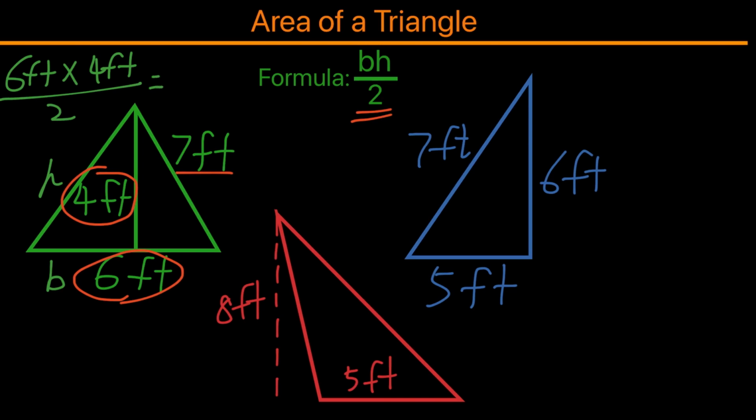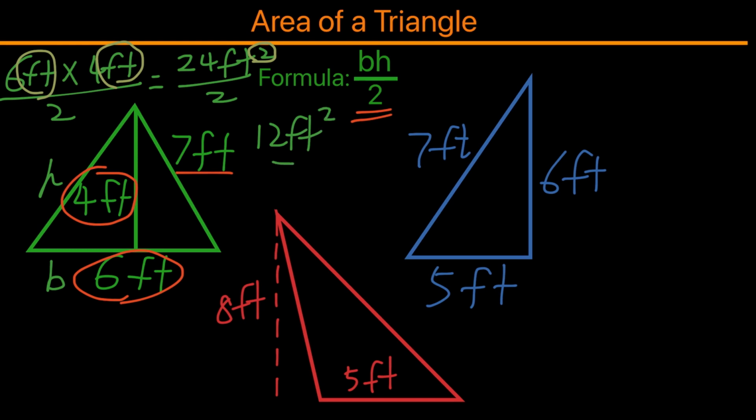And that gives us 24 feet square over 2. One thing to know is that you need to put square here because you're multiplying 6 foot by 4 foot. So that becomes 24 feet square because there's a total of 2 of them. And after you divide them, 24 divided by 2, you get 12 feet square. And that's the answer for this triangle.